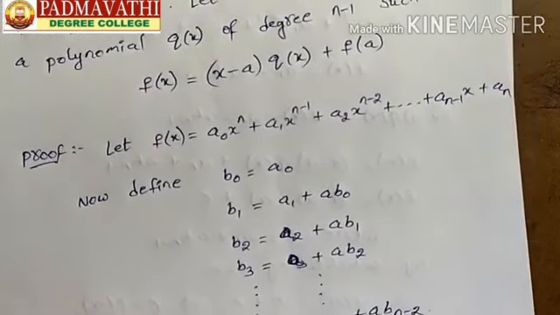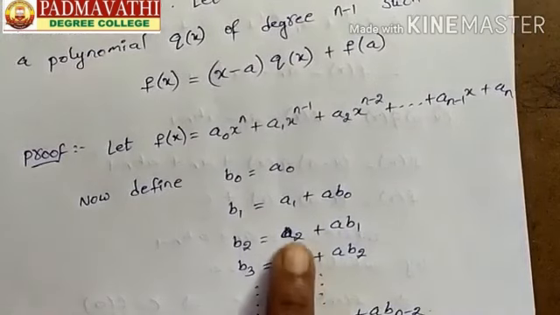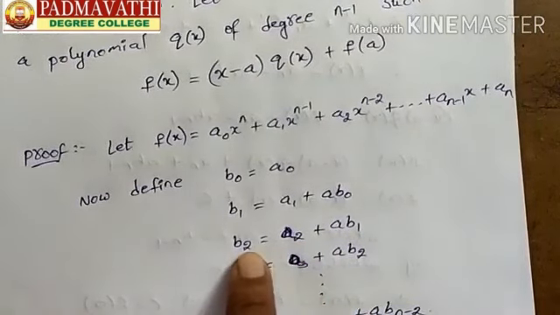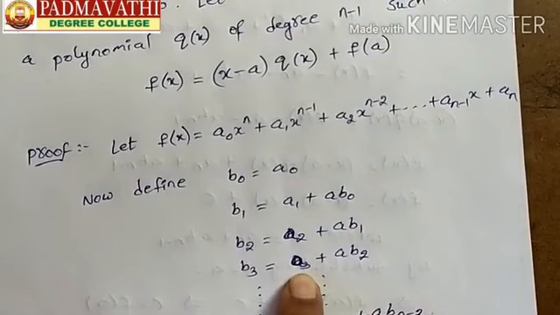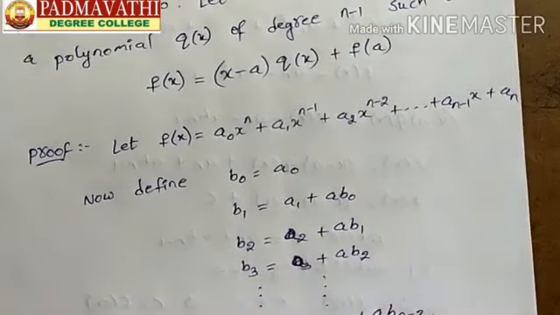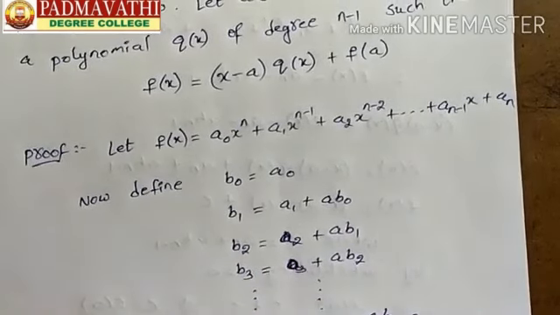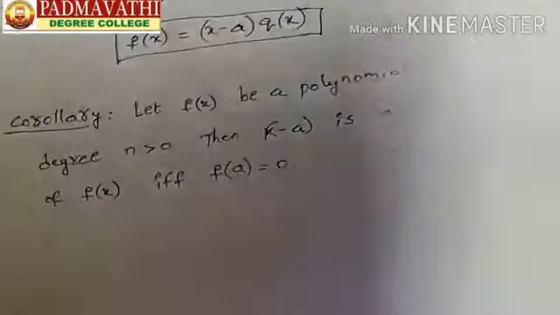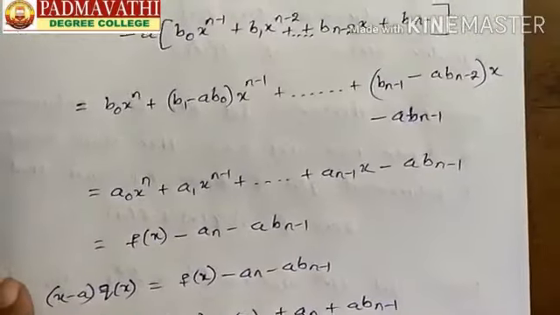Now from this a2 term we want, we can write it as b2 minus ab1. In the same way, the a3 term we want, we can write it as b3 minus ab2. Like this we are replacing in this expression. Then all the terms will become like this.